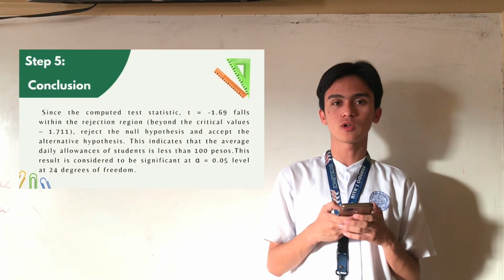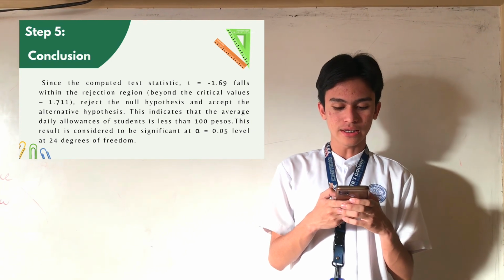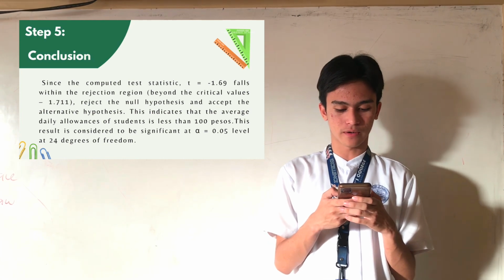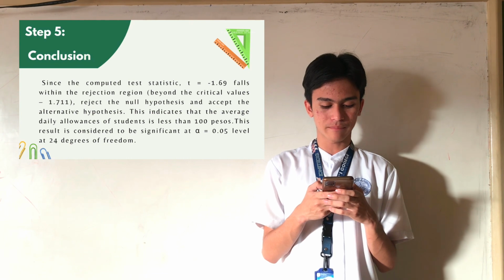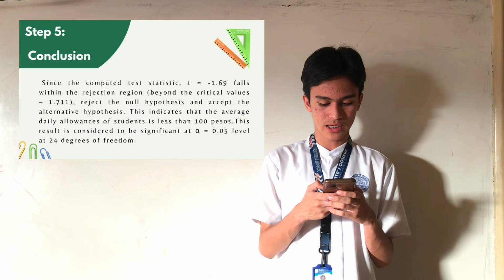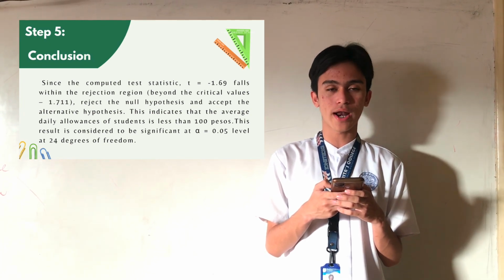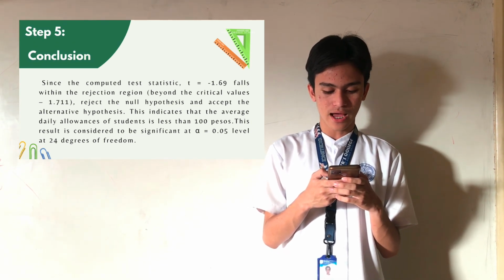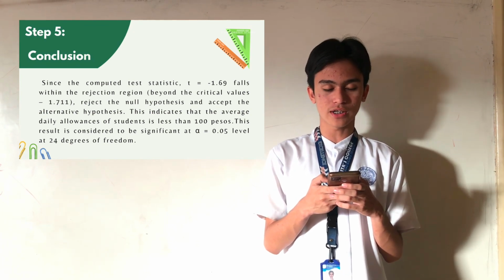Step 5. Conclusion. Since the computed test statistic t equals negative 1.69 falls within the rejection region, beyond the critical value negative 1.711, reject the null hypothesis and accept the alternative hypothesis. This indicates that the average daily allowance of students is less than 100 pesos. This result is considered to be significant at alpha equals 0.05 level at 24 degrees of freedom.